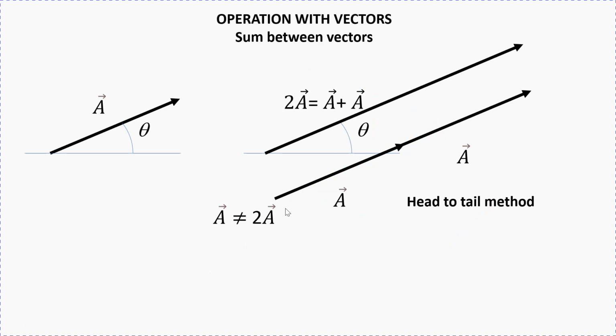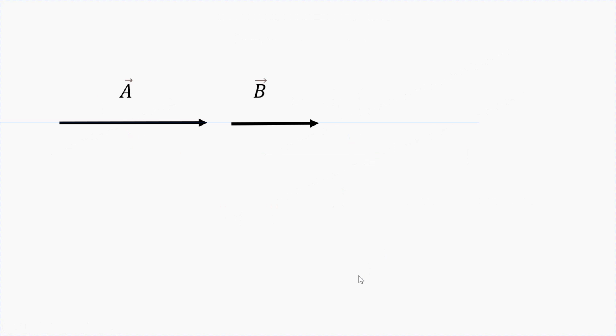Operations with vectors. You can sum vectors. Summation between vectors, a plus a, you get 2a. And how do you determine the resulting vector? You can use the head-to-tail method. The vectors are different, but the direction is the same, and the magnitude is different as well. Head-to-tail method.